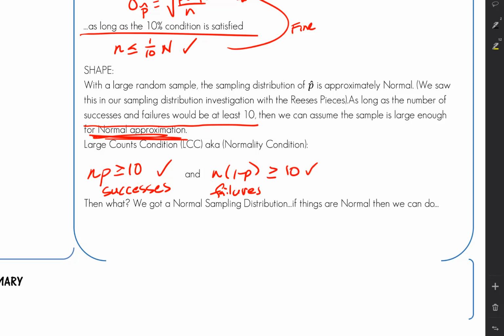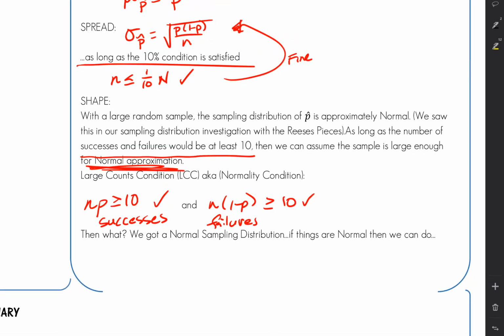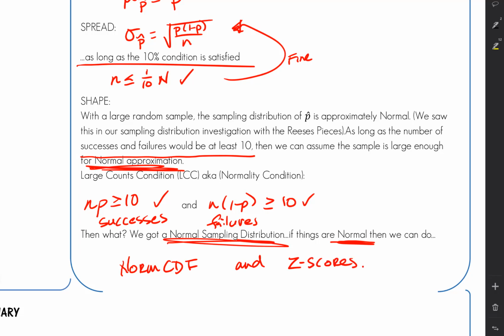Okay, so then what? Well, let's go ahead and review. We know what center is, we know what spread is, and we know the shape is normal. So now, what is it? We've got a normal sampling distribution, and if things are normally distributed, then that means we can start calculating probabilities using norm CDF and z-scores. So this becomes an amazingly powerful tool. Once we understand how sampling distributions behave, we can start to make predictions about how unusual or typical is any given sample proportion. Huge idea.